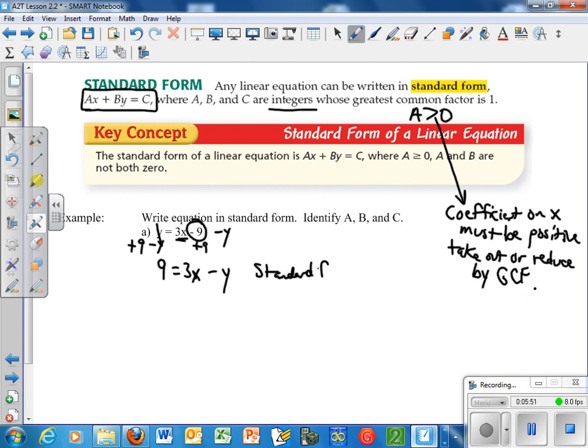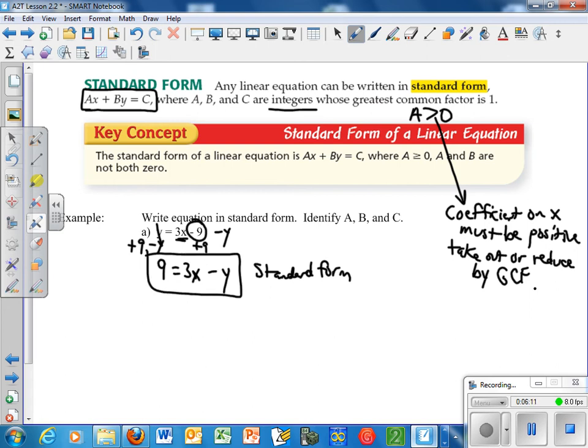And the one thing you have to check is, could I reduce? In other words, my coefficients, I have 3 in front of x, negative 1 in front of y, and then 9. The greatest common factor of those is 1. Okay, so you can't divide. We'll have one later that we can end up simplifying. So this would be standard form.